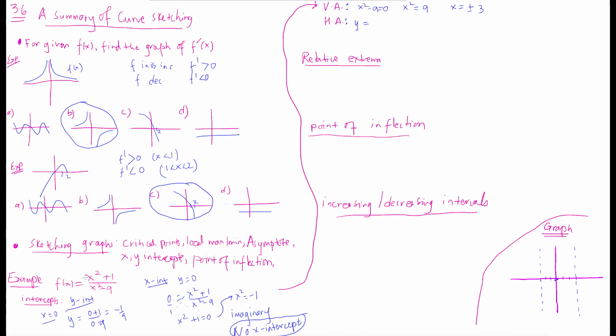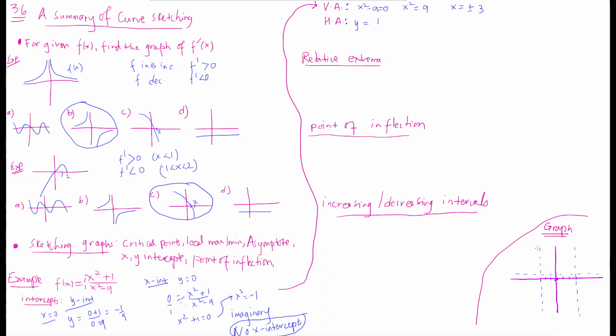Here the leading coefficient is 1, here the leading coefficient is 1. So 1 over 1 is 1. So the horizontal asymptote is y equals 1. This is y equals 1. So the graph does not cross this one too.